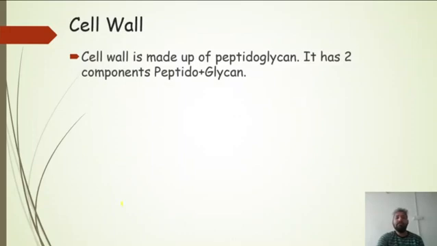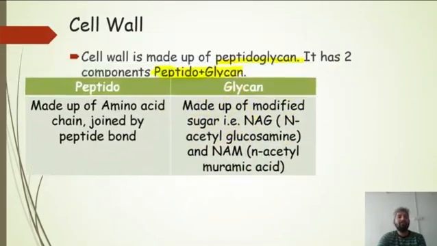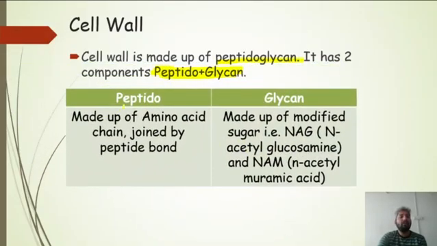Cell wall, we have already talked that it is made up of peptidoglycan. Peptidoglycan has two components here, peptido and glycan. Now let us see the properties of these two structures. The peptido part is made up of an amino acid chain, and the amino acid chain is held together with the help of peptide bonds. The bond in proteins is the peptide bond, and amino acids are the monomeric unit of proteins.